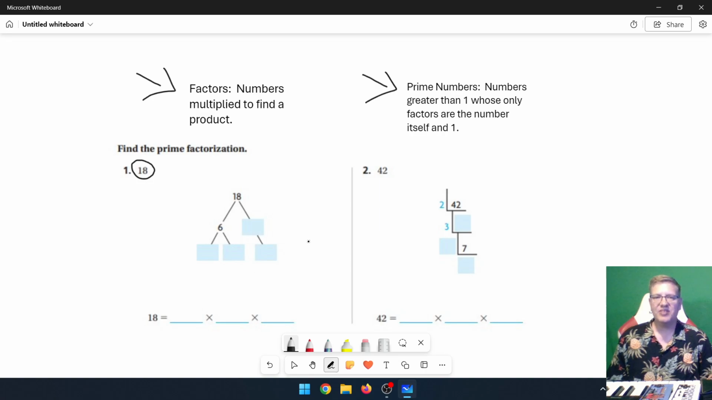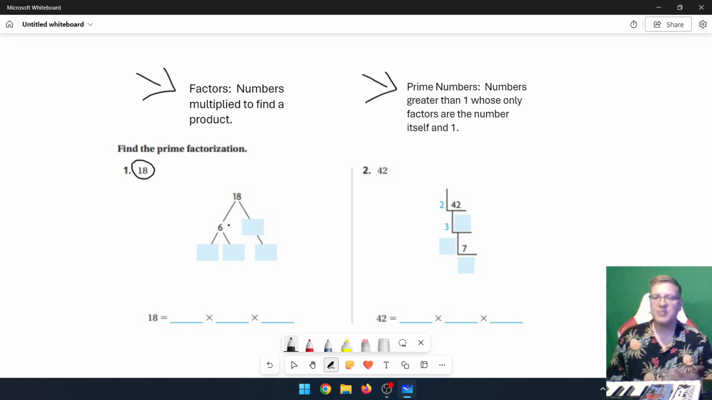So for this first problem, we have what is called a factor tree. Our factor tree lets us split this up into smaller pieces. We'll find out the factors we can multiply together to get to these larger products in just a moment. So what we're going to start with is the number 18. They give us part of our factor tree.